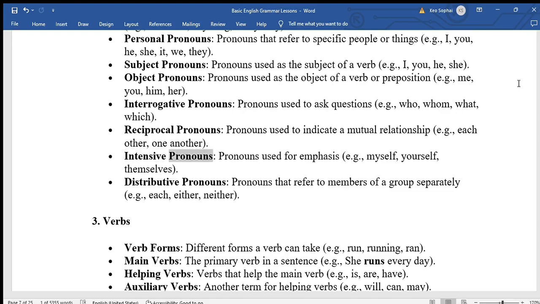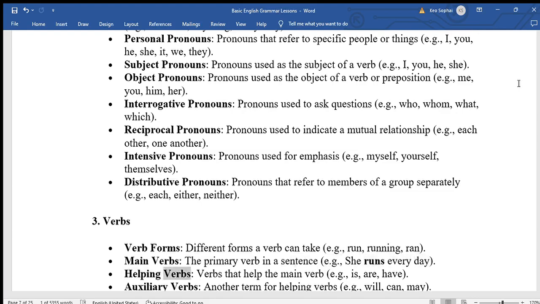Intensive pronouns, pronouns used for emphasis. Example, myself, yourself, themselves. Distributive pronouns, pronouns that refer to members of a group separately. Example, each, either, neither. 3. Verbs. Verb forms, different forms a verb can take. Example, run, running, ran. Main verbs, the primary verb in a sentence. Example, she runs every day.